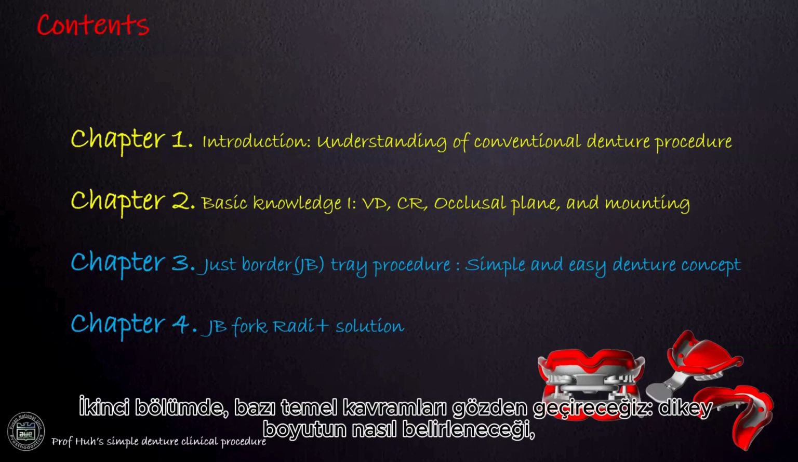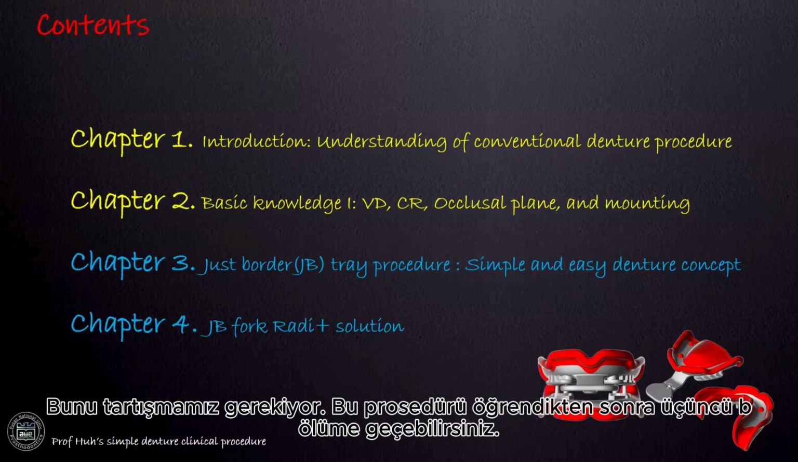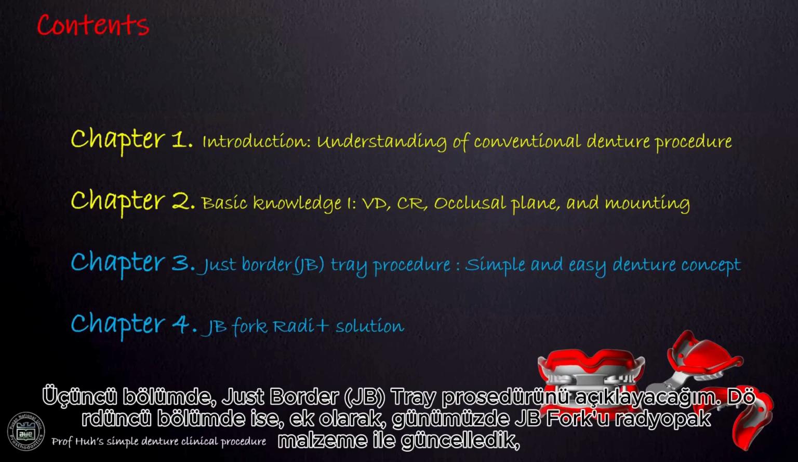In chapter 2, we will review some basic concepts: how to decide vertical dimension, how to record CR, and how to decide the occlusal plane. We have to discuss that. After mastering this procedure, you can move to chapter 3. In chapter 3, I will explain just the border tray procedure.